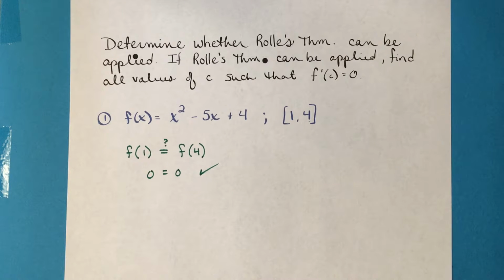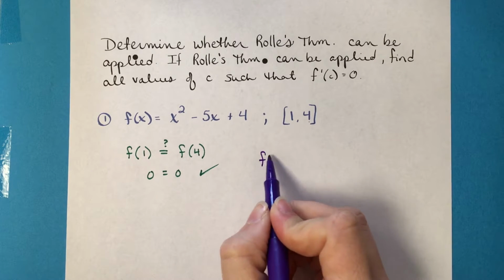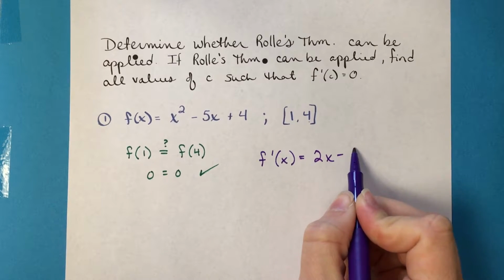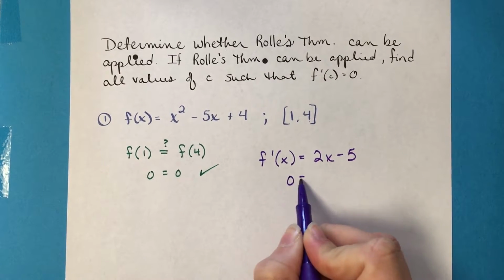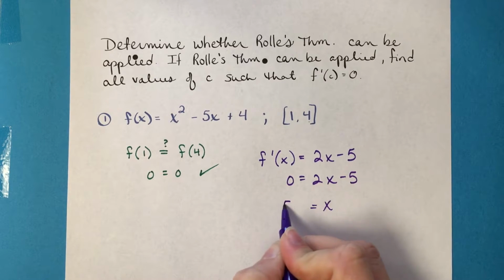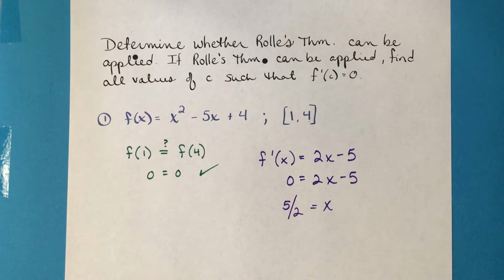We know it's continuous, we know it's differentiable. f of a is equal to f of b. All right, so we're good to go on all that, which means Rolle's theorem will apply. So that means we need to find where our derivative is equal to 0. So you need to find your derivative, which is just going to be power rule. And then you're going to set your derivative equal to 0. So therefore, you're going to get a value of 5/2.